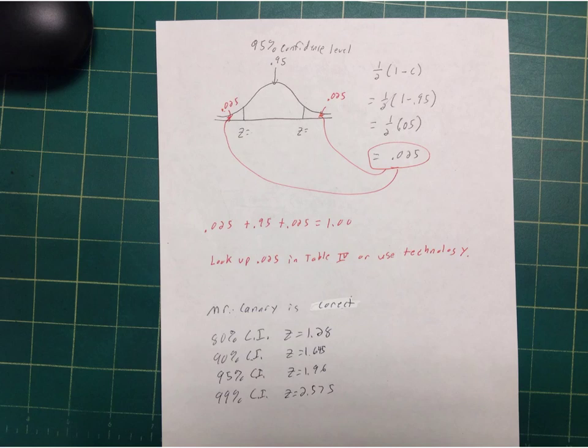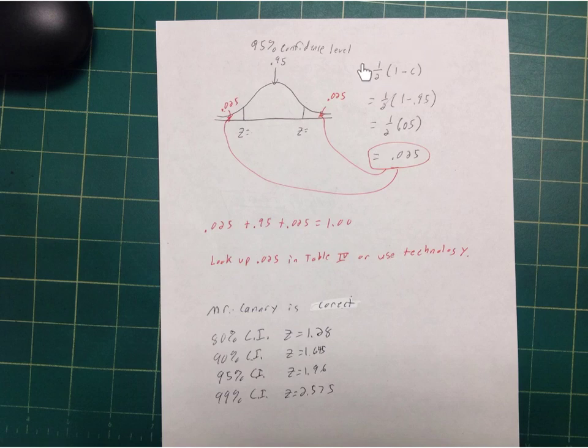So, I saw your question on the discussion board about a 95% confidence interval, and you want to find the z-score that corresponds to that. Okay, so I like drawing a picture here. You've got the normal curve. The total area under the curve is 1. You want a 95% confidence interval, so this area from here to here is 0.95.